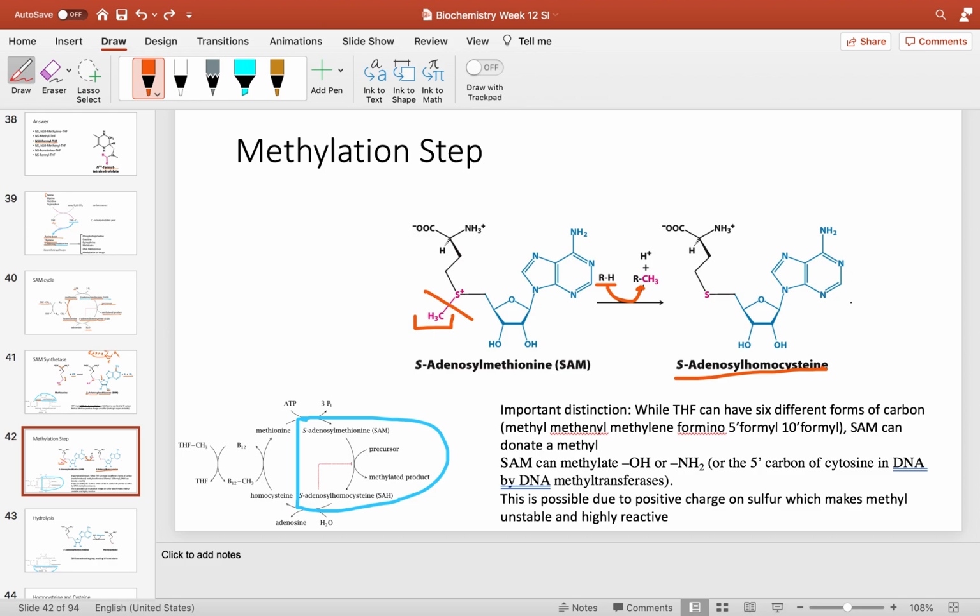And the reason why this methylation is possible is due to this positive charge on the sulfur. So this is a very easy question for someone to ask you, and you can say the reason why SAM can methylate is due to the inherently unstable positive charge on the sulfur. So yeah, we see here SAM that we just formed methylates this precursor, and you'll be left with S-adenosyl homocysteine, which is basically the methyl group chopped off.